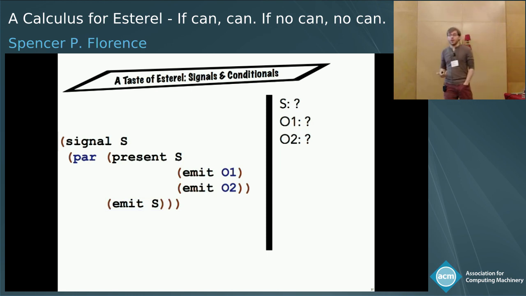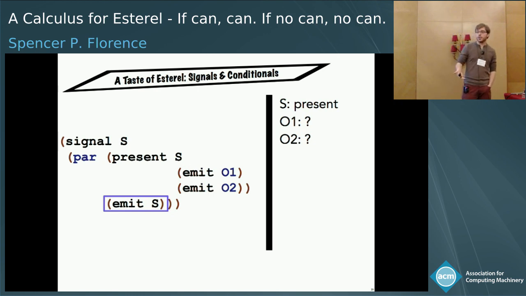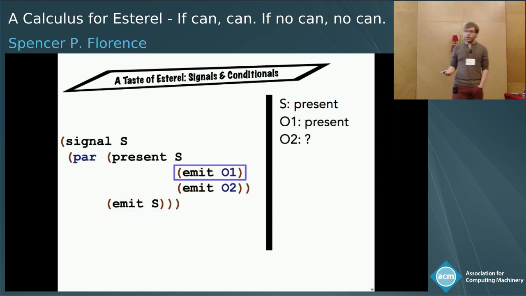So how can we think about running this program? Well, first we might think about trying to run this first concurrent portion. But the thing is, we don't know the value of S yet, so we can't make a choice here. So instead, let's move on and try to run the next part of the program. This part just says emit S, so we can set S to present. And now we know S's value, so we can go back to that conditional, and the conditional will take its first branch, so we'll emit O1.